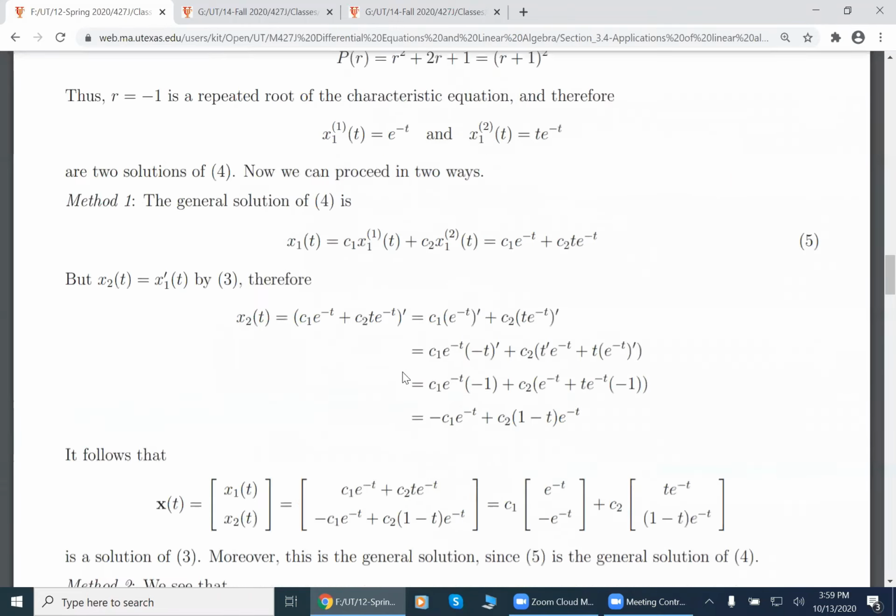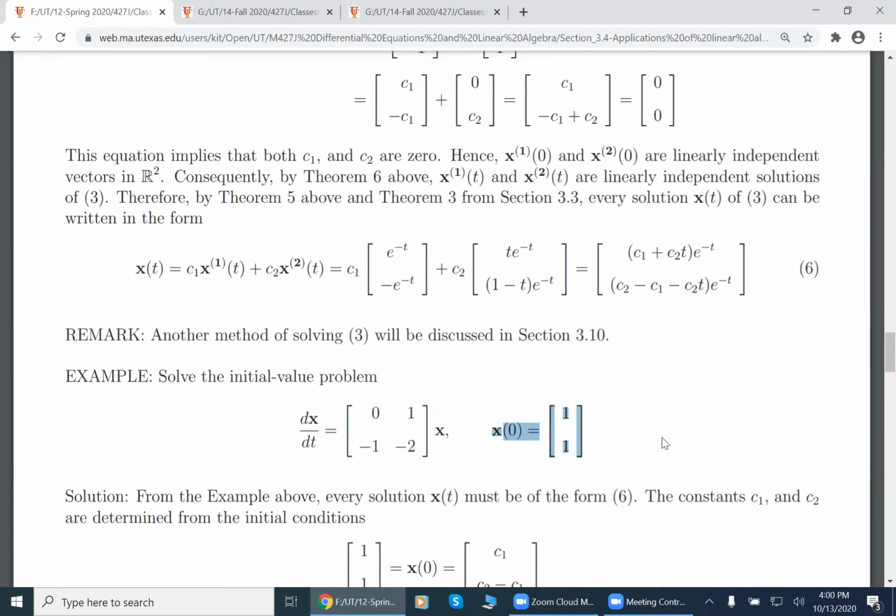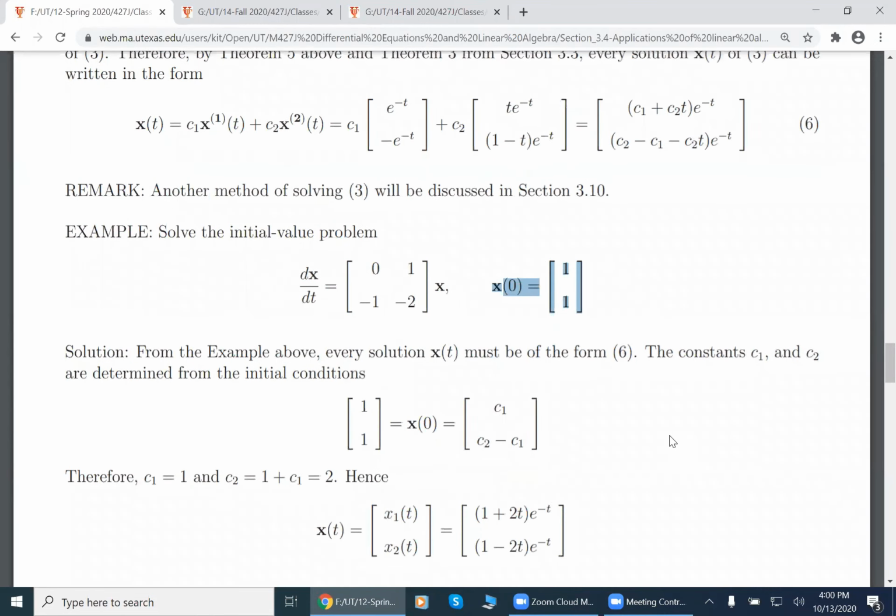Over here, we consider the following initial value problem. Same system, and then initial condition. This initial condition allows us to find particular values of C1 and C2. Here's how we do it. Thanks to this, x of 0 is equal to this.